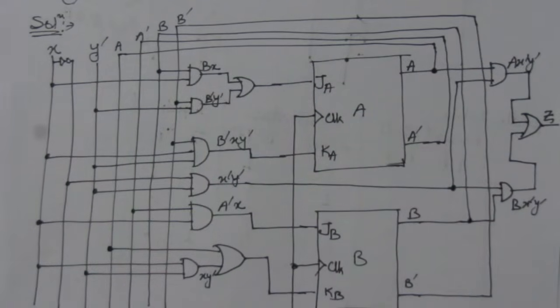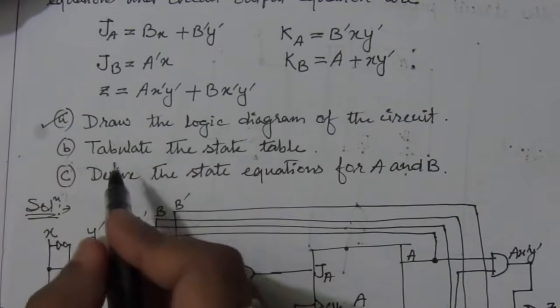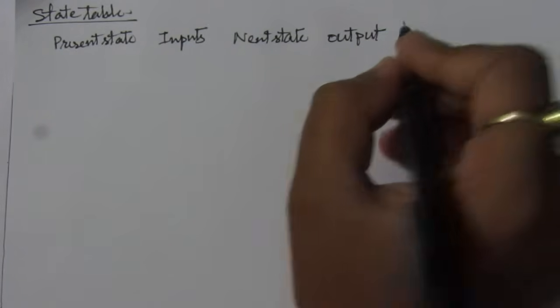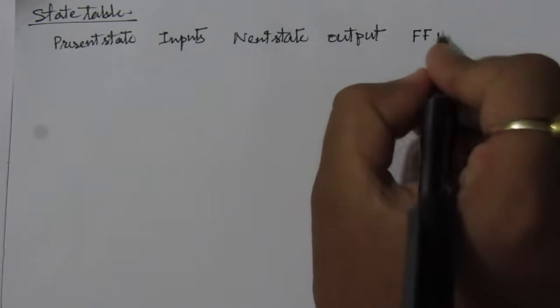Now let us go to our second part of the problem. The first part of the problem, draw the logic diagram of the circuit, we have completed. Now we have to tabulate the state table. In the state table we'll have present state, then we have inputs, then the next state, then output, and we can write the flip-flop inputs. These flip-flop inputs will help us to find out the next state. This FF means flip-flop inputs.